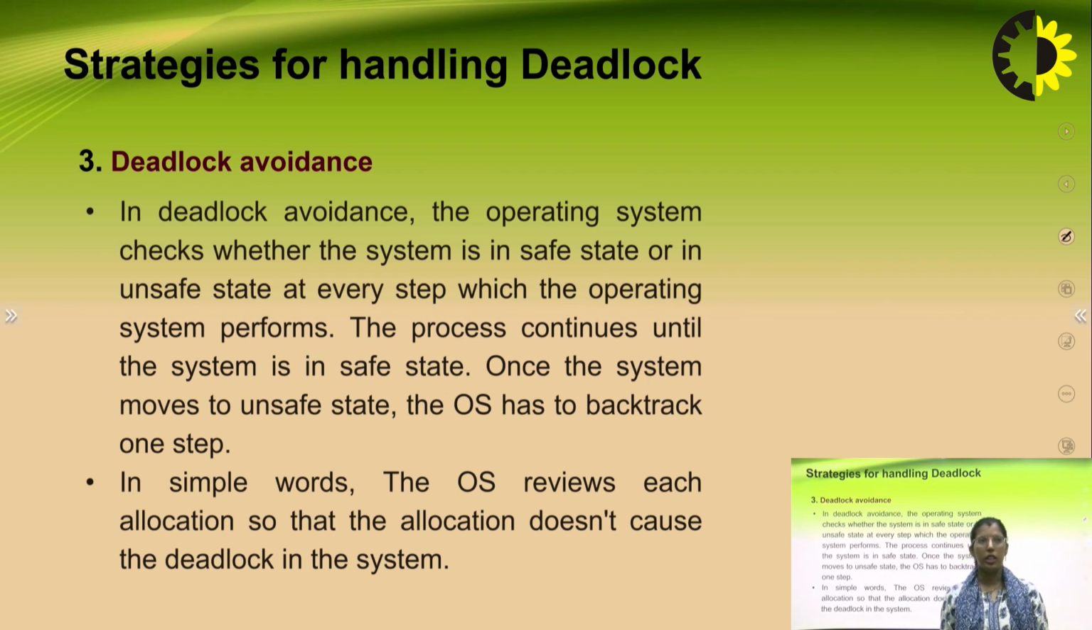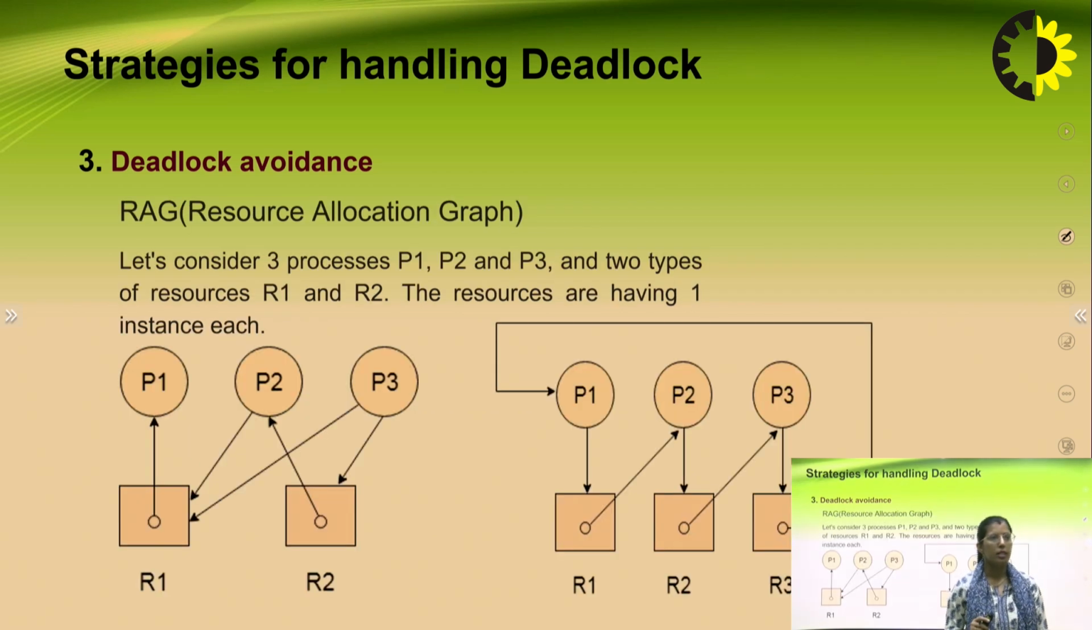The third strategy for handling a deadlock is deadlock avoidance. In deadlock avoidance, the operating system checks whether the system is in a safe state or in an unsafe state at every step which the operating system performs. The process continues until the system is in a safe state. Once the system moves to unsafe, the OS has to backtrack one step. In simple words, the OS reviews each allocation so that the allocation doesn't cause a deadlock in the system. Let's see it in detail.